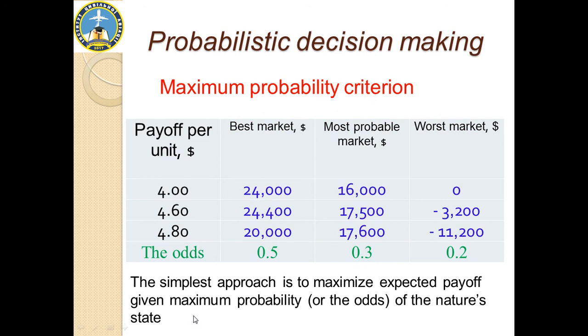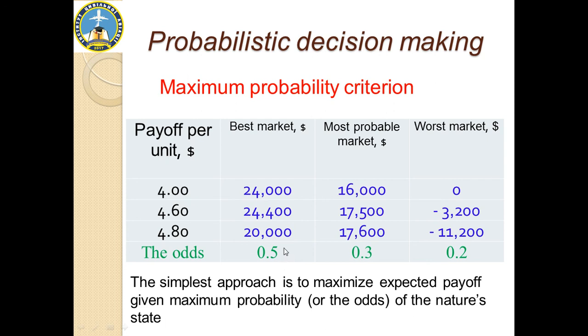So we can maximize the expected payoff given the maximum probability. We analyze these probabilities, and we obviously see that the maximum probability is for the best market conditions. So we can maximize the payoff given this maximum probability of these different states of nature, which is the best market conditions. So we maximize payoff given this particular market condition, and we see that the best option is the second option.